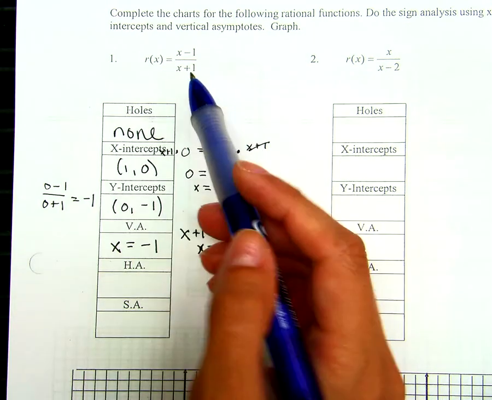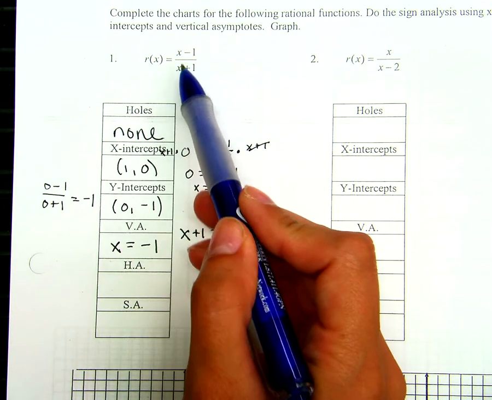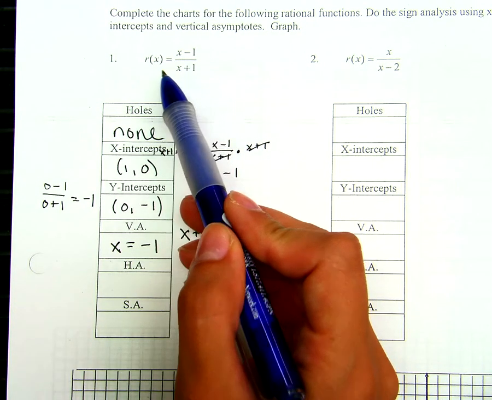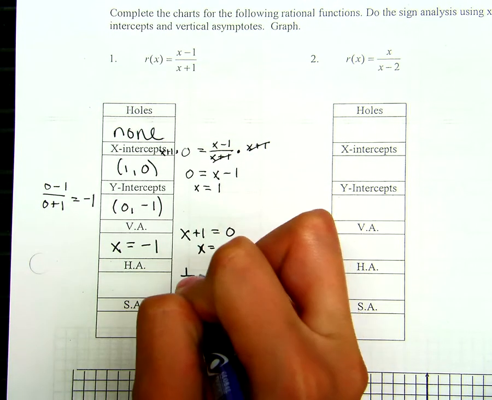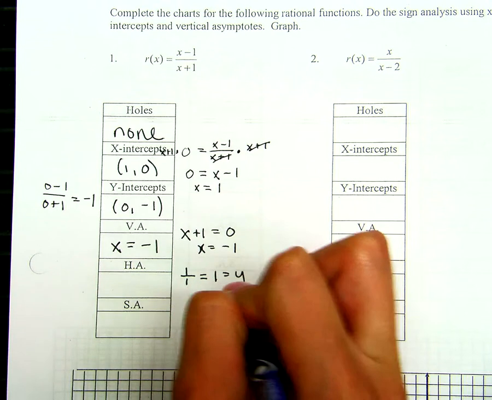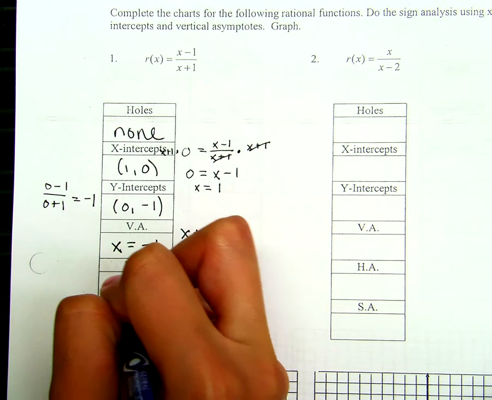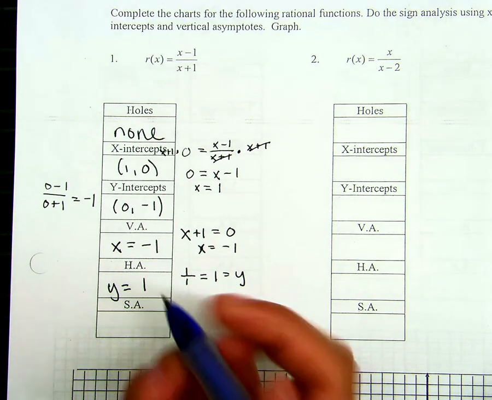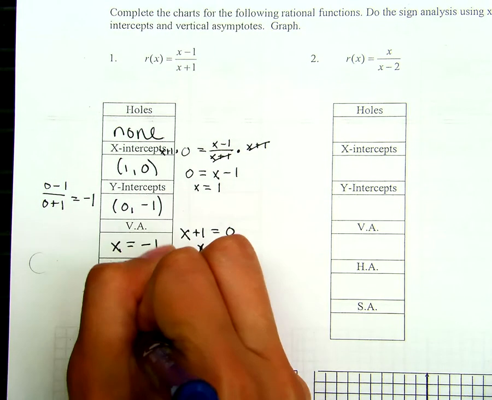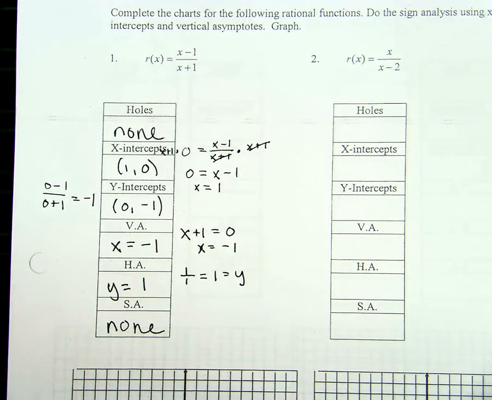Well, what's the coefficient in front of x? That would be 1. The other coefficient in front of x would be 1. So my horizontal asymptote would be equal to 1 divided by 1, which equals 1. And again, we're going to write that as an equation of a line. And if you have a horizontal asymptote, you will not have a slant asymptote. So we will not worry about slant asymptotes here because they do not exist.